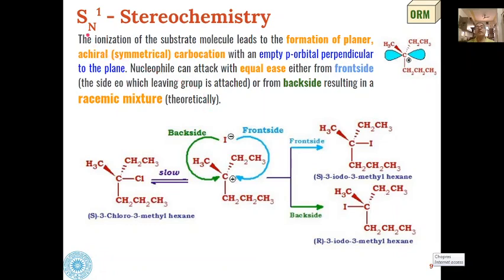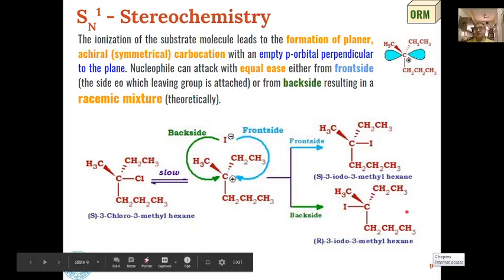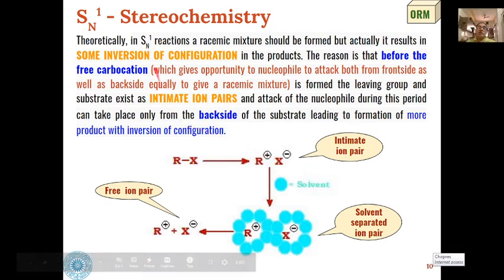Whereas we have seen in the case of SN2 reactions, there is complete inversion of configuration, which was known as Walden inversion. Now, why have I told you that a racemic mixture is formed theoretically? The reason is that when SN1 reactions take place, theoretically a racemic mixture should be formed. But when experimentally the reactions were done under SN1 conditions, it was found that some inversion of configuration may take place in the product.